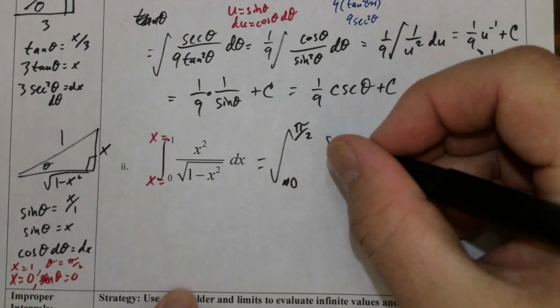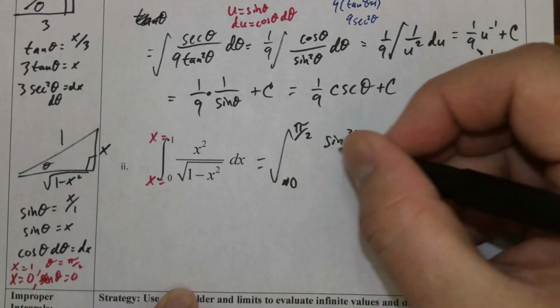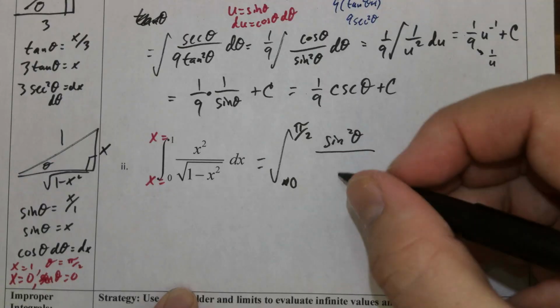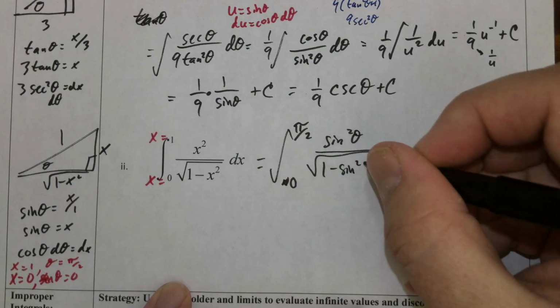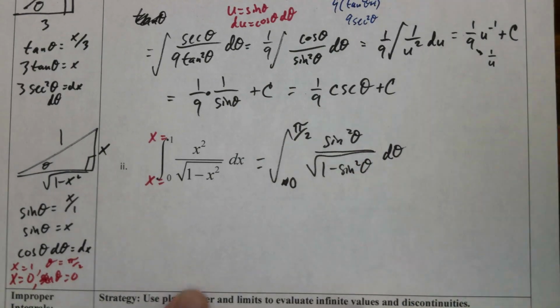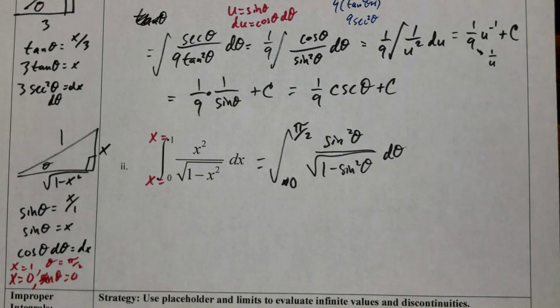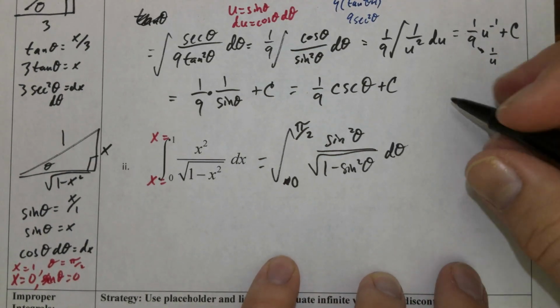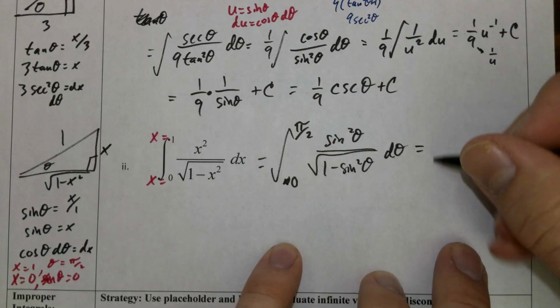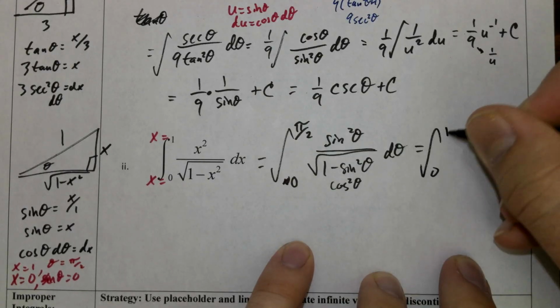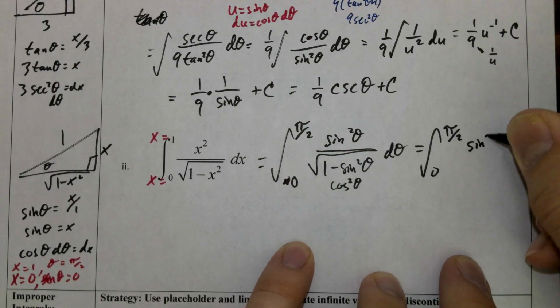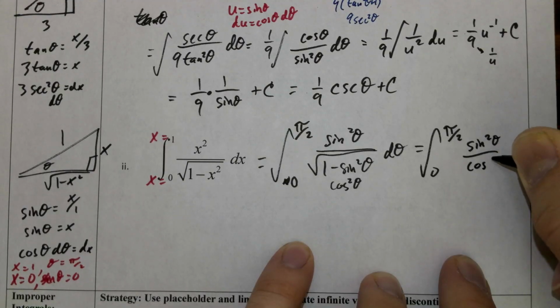Now the rest plugs in nicely. This is sine squared theta. My d theta is taken care of. My square root becomes 1 minus sine squared theta. Well, would you imagine that becomes a beautiful cosine squared? And so I've got this becomes a cosine squared. I square root it. 0 to pi over 2. Sine squared over cosine.